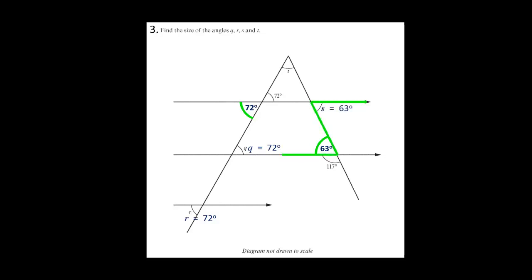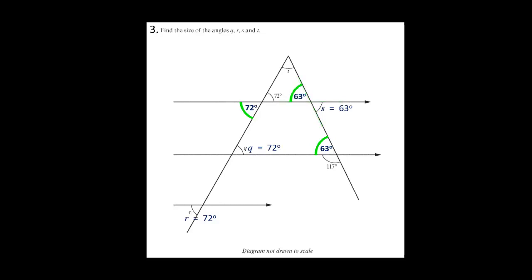So S is 63. Now when it comes to finding T, we notice it's in a triangle. We know that's 72 on the left. It'd be nice to know the angle on the right. And we've got opposite angles again. That X is very useful, and we may well use that quite a lot in these questions. So opposite angles means that one is 63.